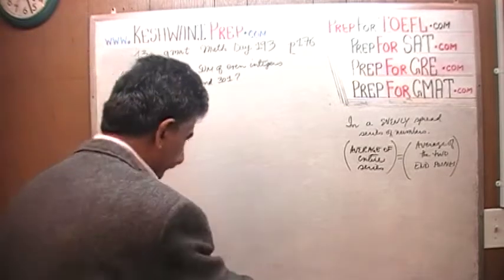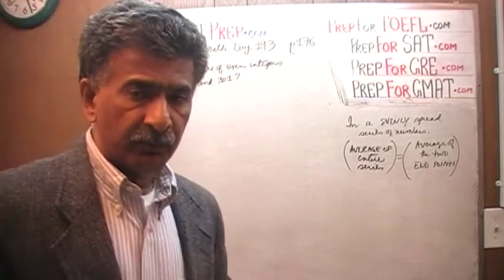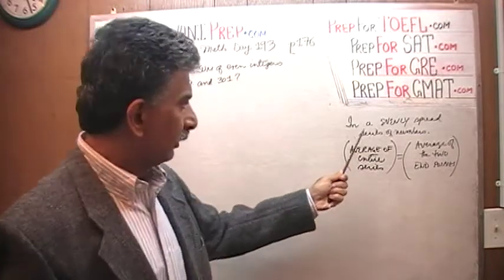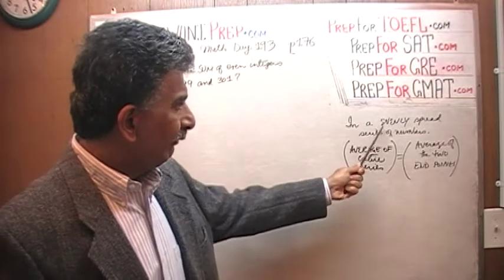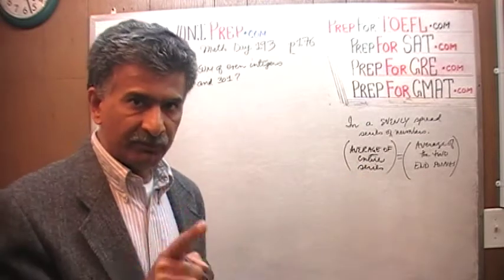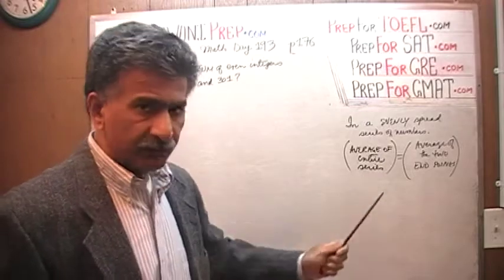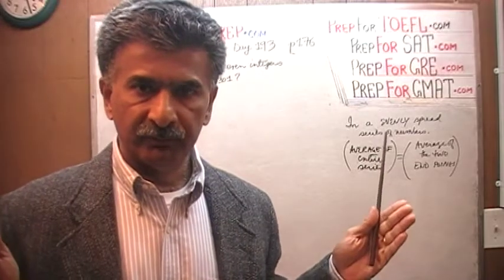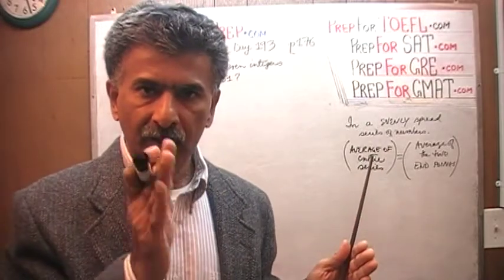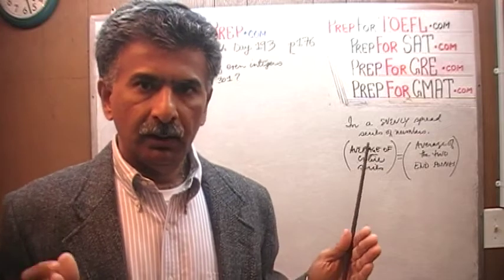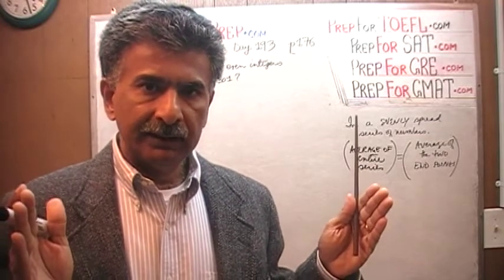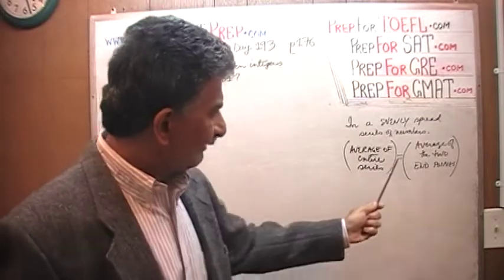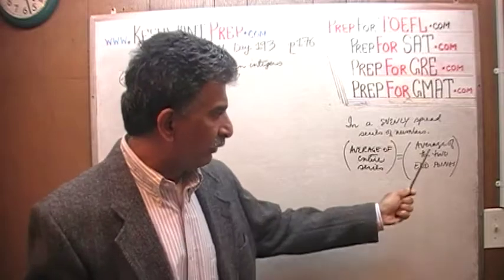Let's see what we can do with it. The very first concept we need to understand in this problem is what is already on the blackboard. It says that in an evenly spread series of numbers, the average of the entire series, no matter how many numbers there are, whether 5 numbers or 500 numbers or 50,000 numbers, as long as they are all evenly spread, is always equal to the average of the two extreme points, the average of the two end points.